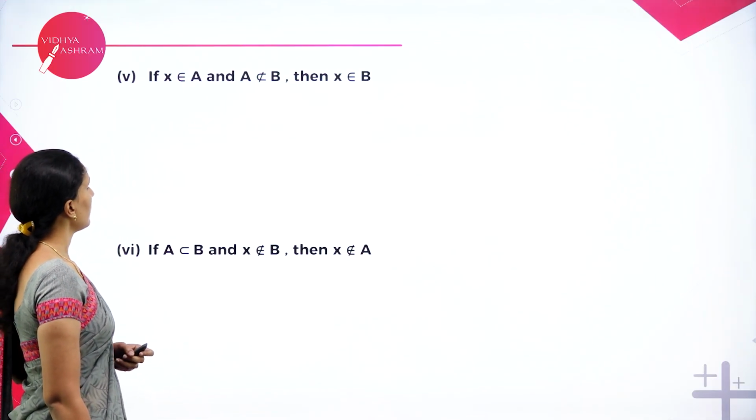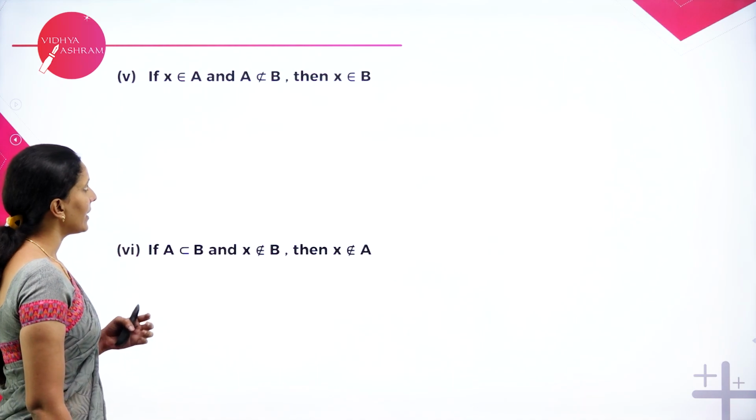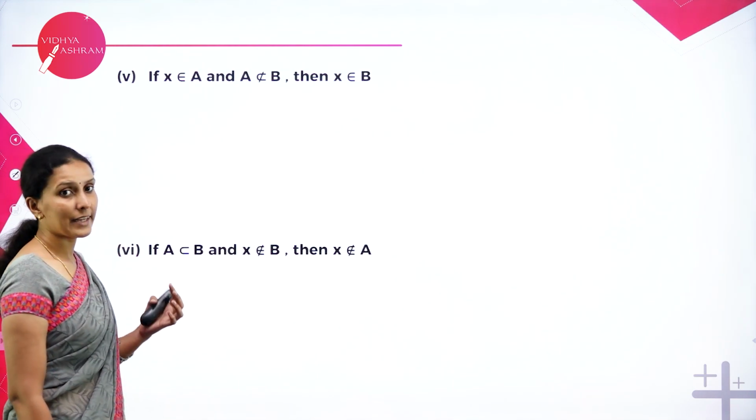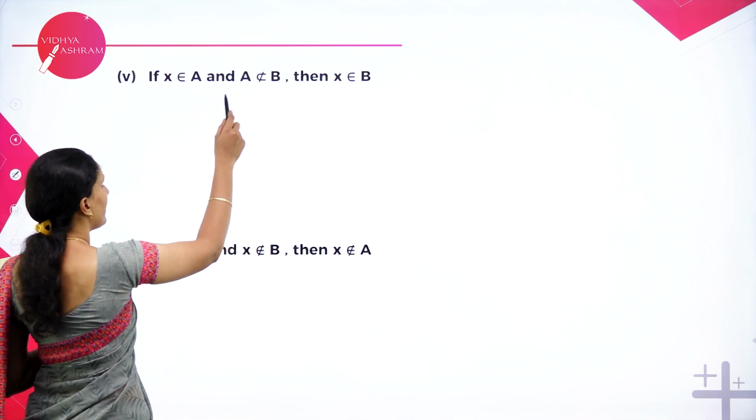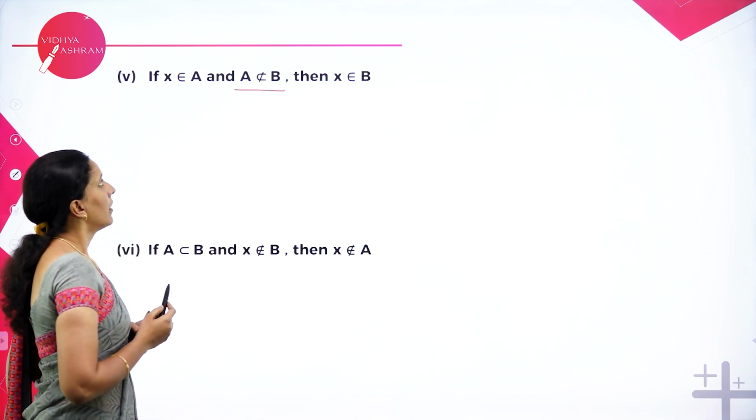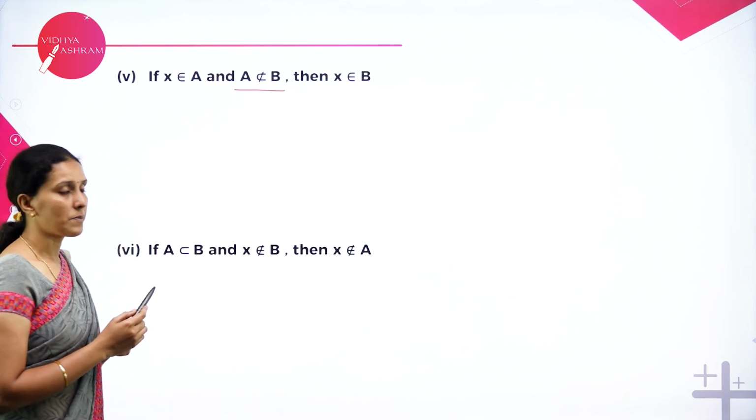Next. If X belongs to A and A is not a subset of B, then X belongs to B. Clearly, if they have given X, A is not a subset of B.